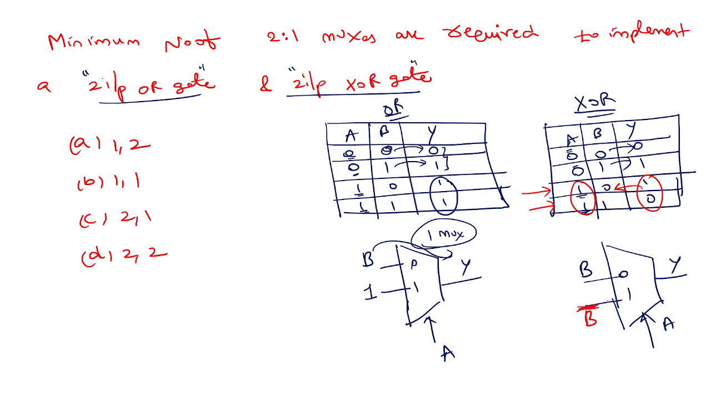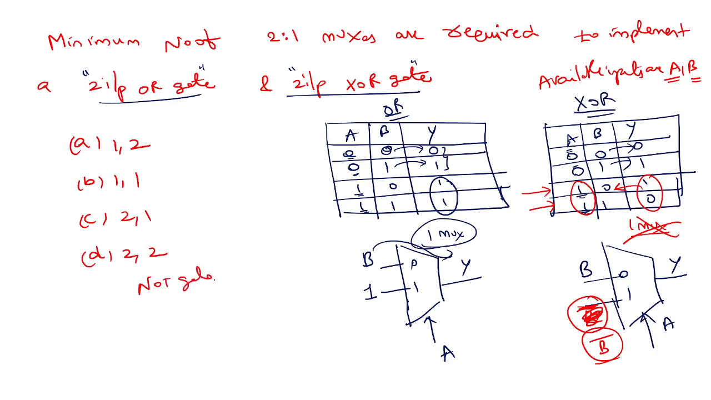Now here is a mistake people do. They think only one mux is required. No, right? You know what this B complement is? So you just have available, what are available inputs? Available inputs are A and B. B complement is not an available input. So you have to generate B complement. For generating B complement, you need one more mux. Correct? How to generate a NOT gate using mux?